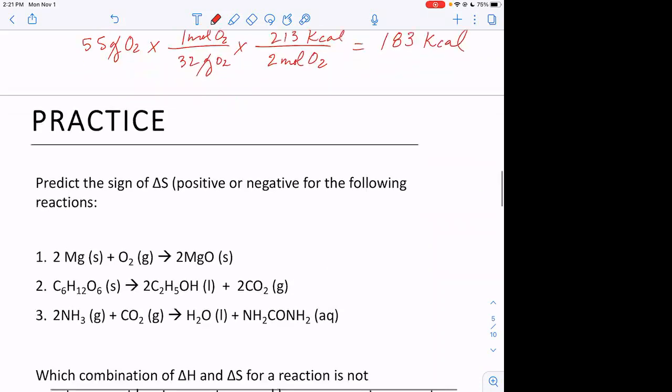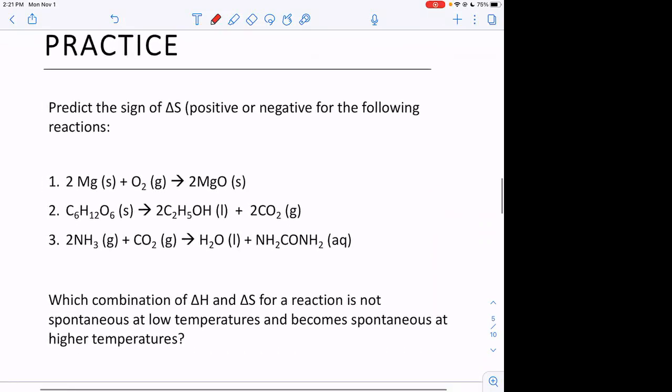Okay. All right, here's the delta S problem. Predict the sign of delta S, positive or negative, for the following reactions. So if you're looking at number 1, we have magnesium. It's a metal, so it's a solid. With oxygen, it's a gas. Magnesium oxide, it's a solid. What do y'all think about this? Is delta S, is this order increasing or decreasing?